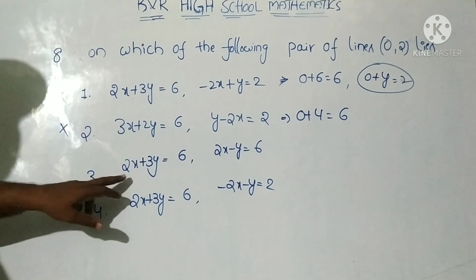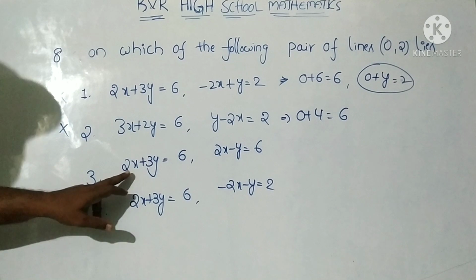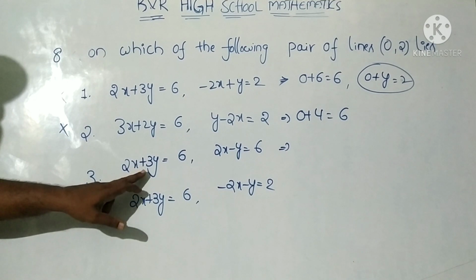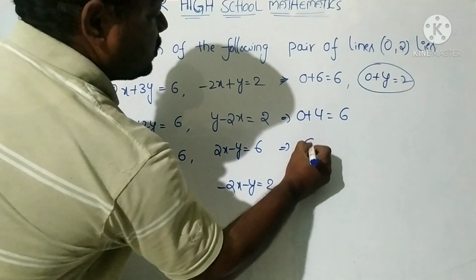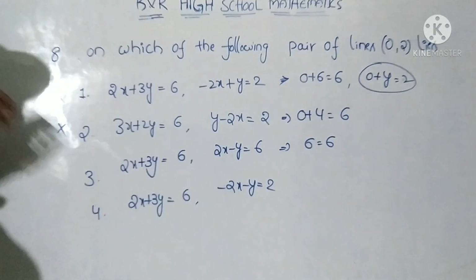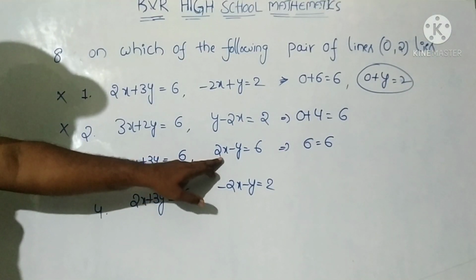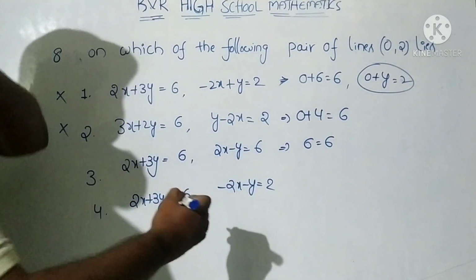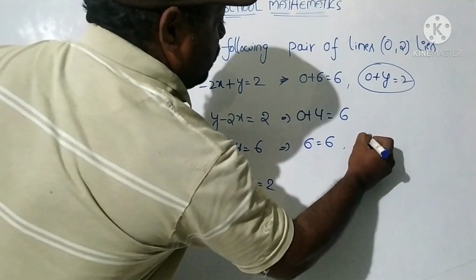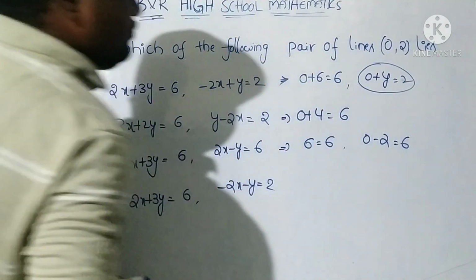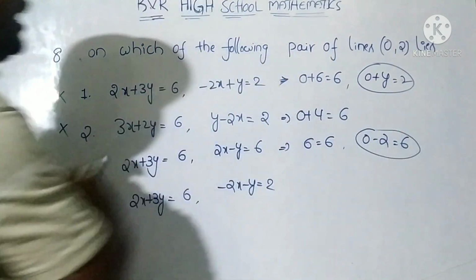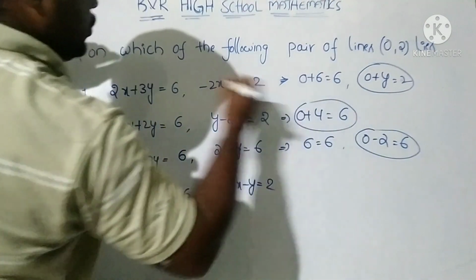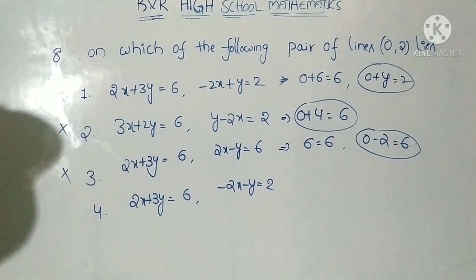Next, check the third option. The x coordinate is 0, which means 2 into 0 is 0, plus 3y, and 3 twos are 6. So 6 equals 6, and the first equation is satisfied. What about the second equation? Check the second equation also. The x coordinate is 0, so 0 minus 2 equals 6? No. The second equation is not satisfied, so the third option is also wrong. Next, finally check the fourth option.